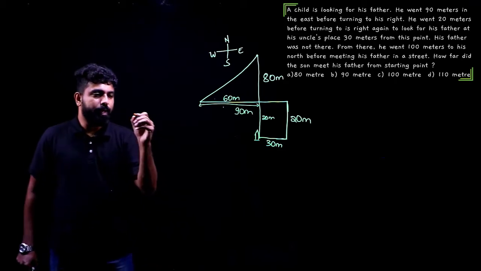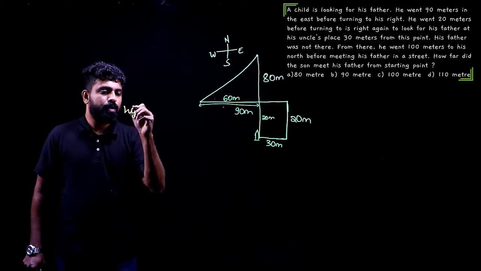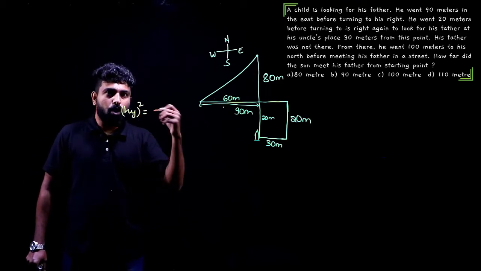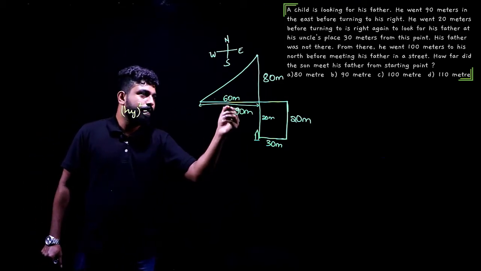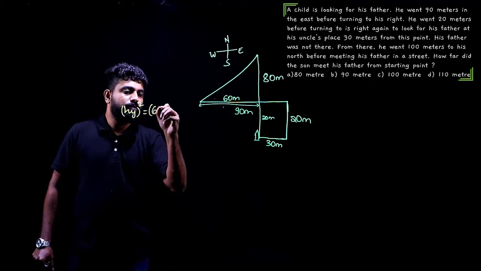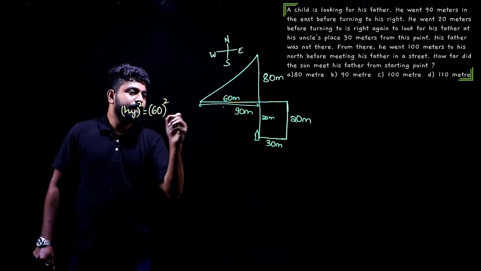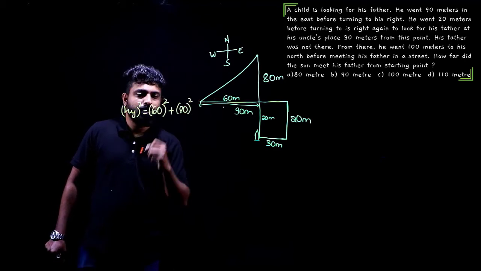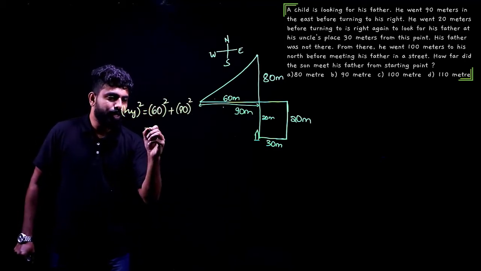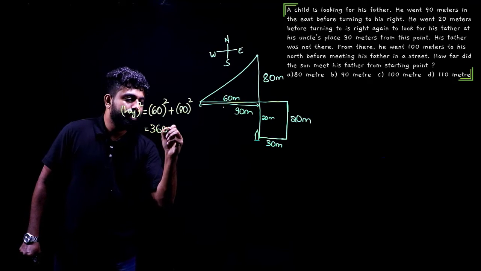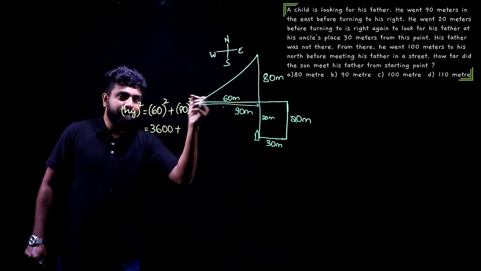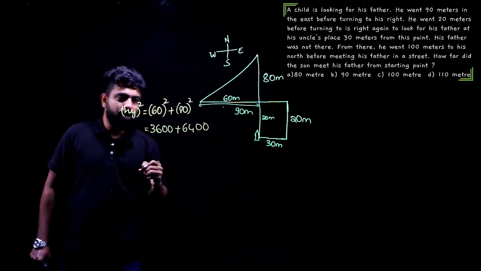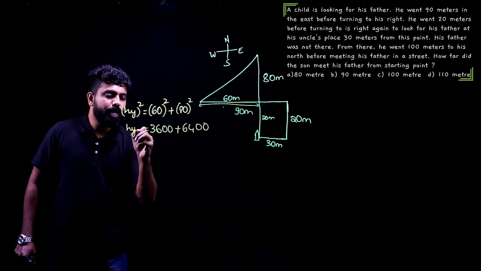Hypotenuse square would be equal to the sum of squares of its sides, which is nothing but the squares of 60 meters and 80 meters. What is 60 square? 60 square is nothing but 3600. What about 80 square? 8 square is 64 and 2 zeros, 6400. So that will be giving me hypotenuse square.